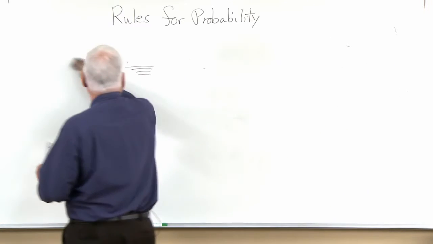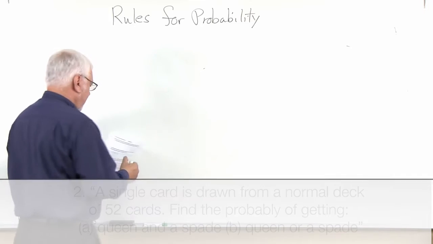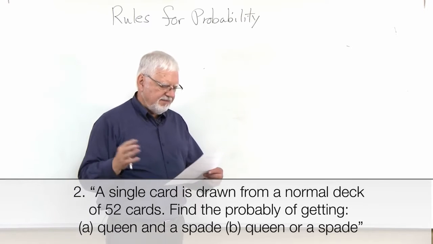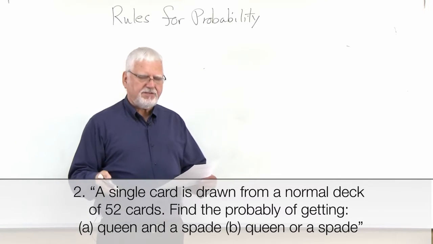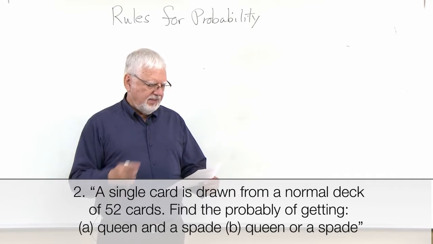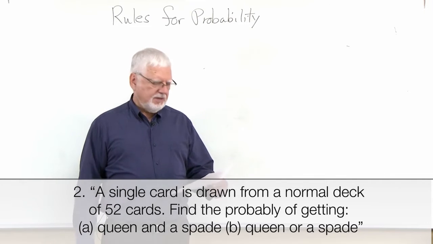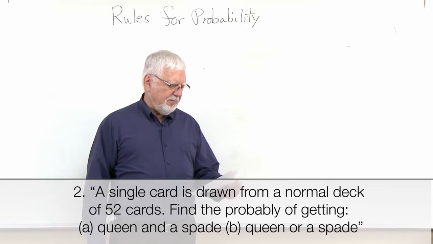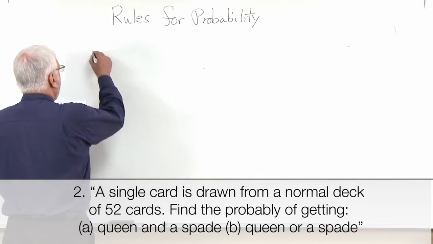So problem number 2. Now we got a deck of cards. A deck of cards has 52 cards in it, 4 suits of 13 each, and then you go all the way from ace up to king. So let's find these probabilities.